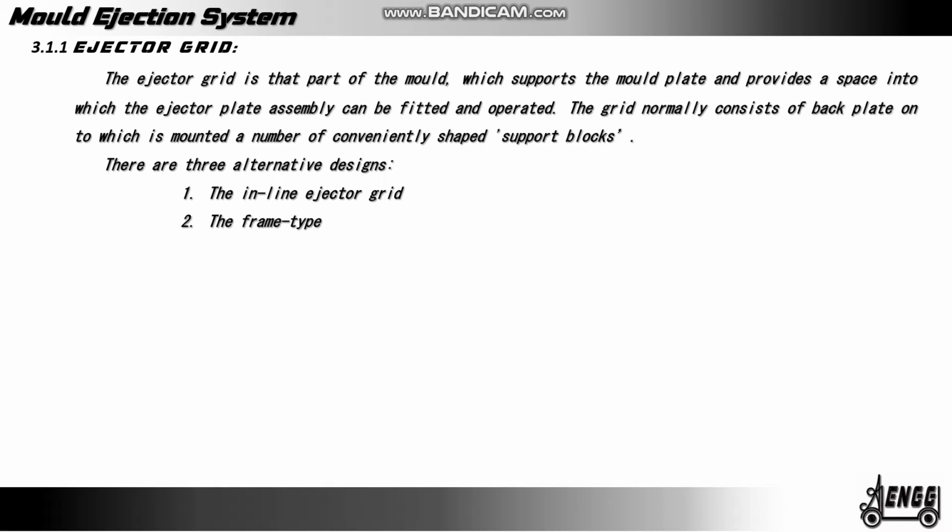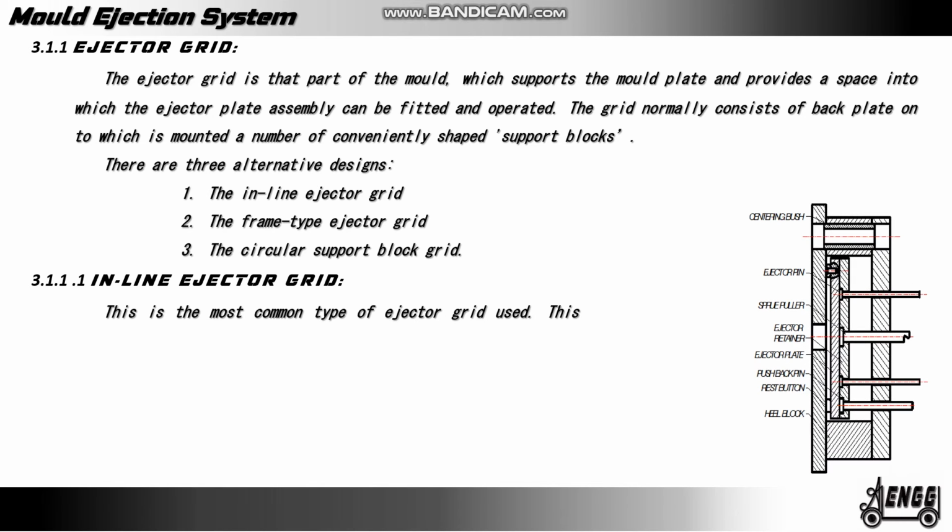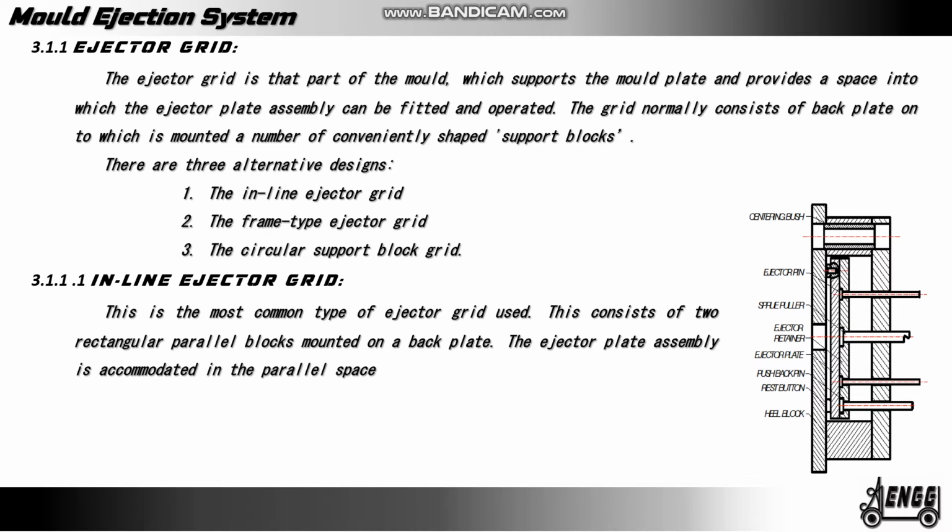1. The inline ejector grid. 2. The frame type ejector grid. 3. The circular support block grid. Inline ejector grid: this is the most common type of ejector grid system. This consists of two rectangular parallel blocks mounted on a back plate. The ejector plate assembly is accommodated in the parallel space between the two support rails.